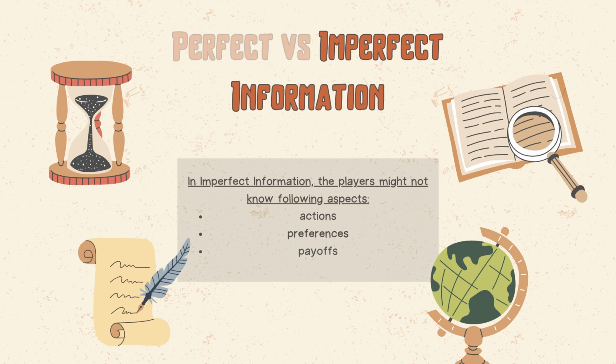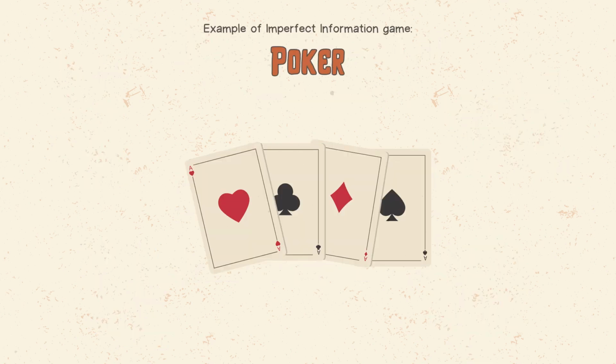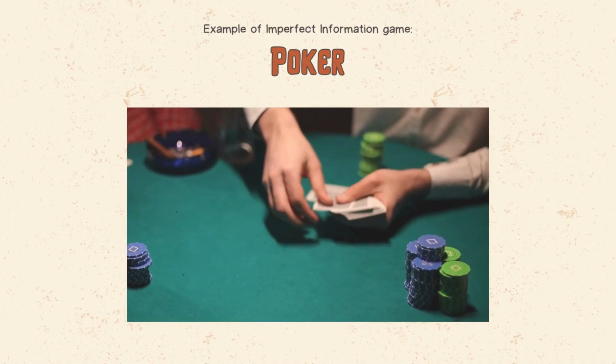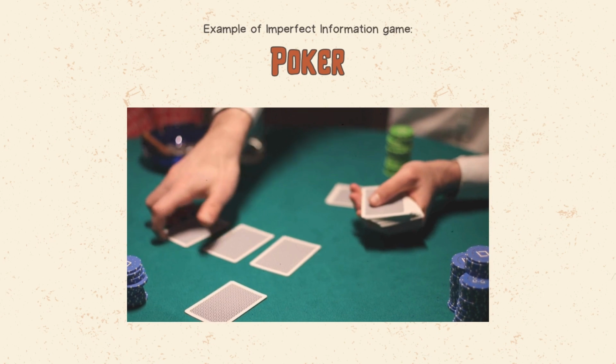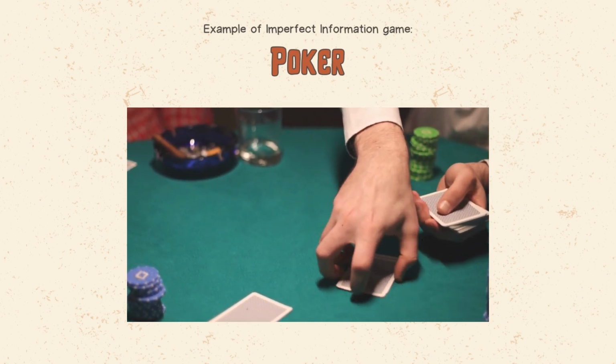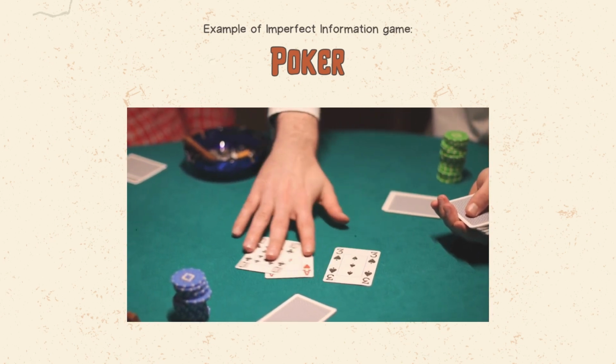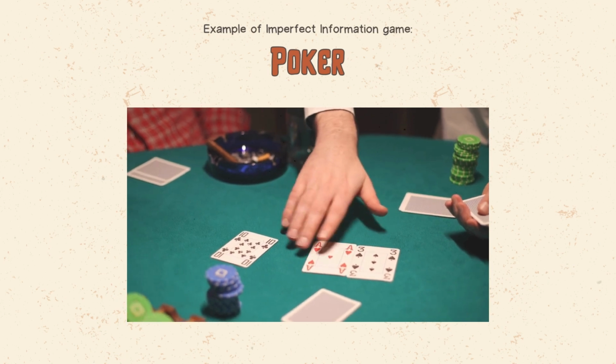An imperfect information game is a game where each player does not know some aspects of the game, such as the actions, preferences, or payoffs of the other players. A simple example of an imperfect information game is poker, where each player cannot see the cards in the other players' hands. A reason why imperfect information games are interesting is that they often involve uncertainty and incomplete information, which makes the players' decisions more complex and challenging.